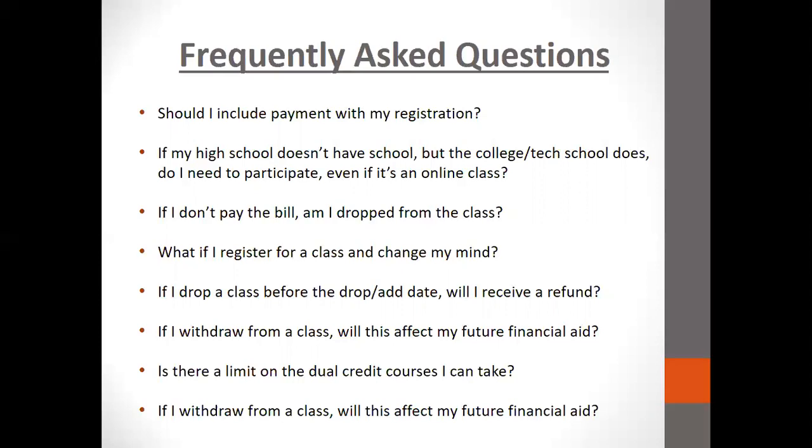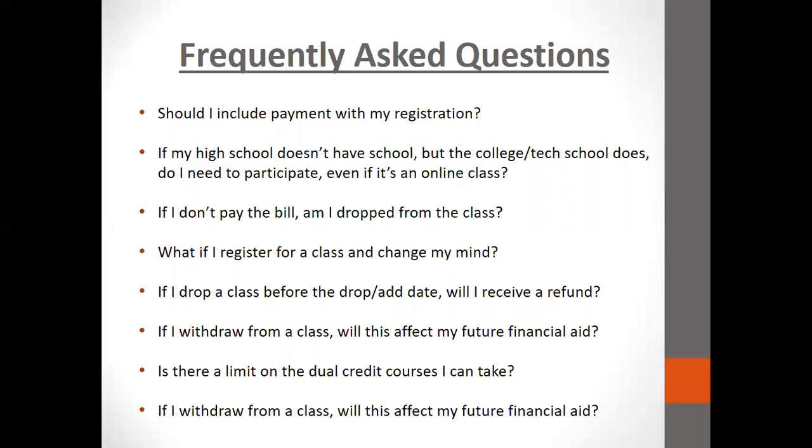Is there a limit on the dual credit courses I can take? Yes. You cannot take more than 9 credits, which is just 3 classes. That's a max. And as juniors, we have you kind of ease into it, like put your toes into the water, see if you like it, kind of thing. And we would prefer you to only take 1 or 2 dual credits.